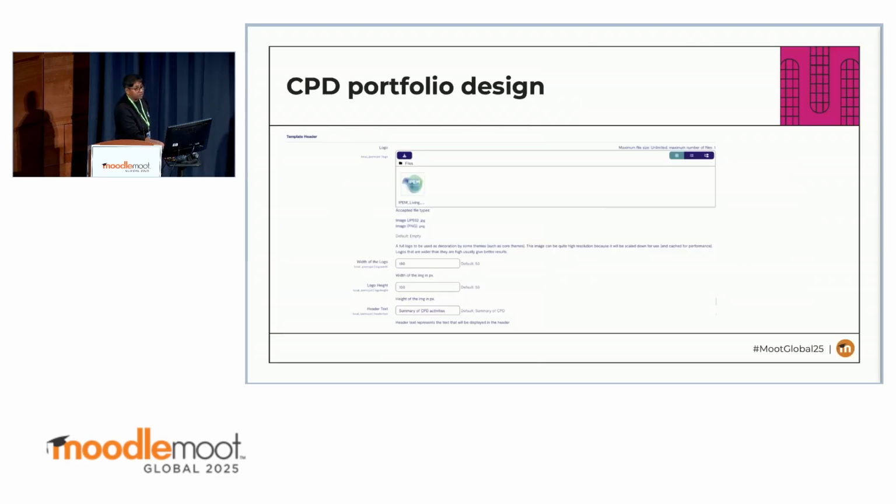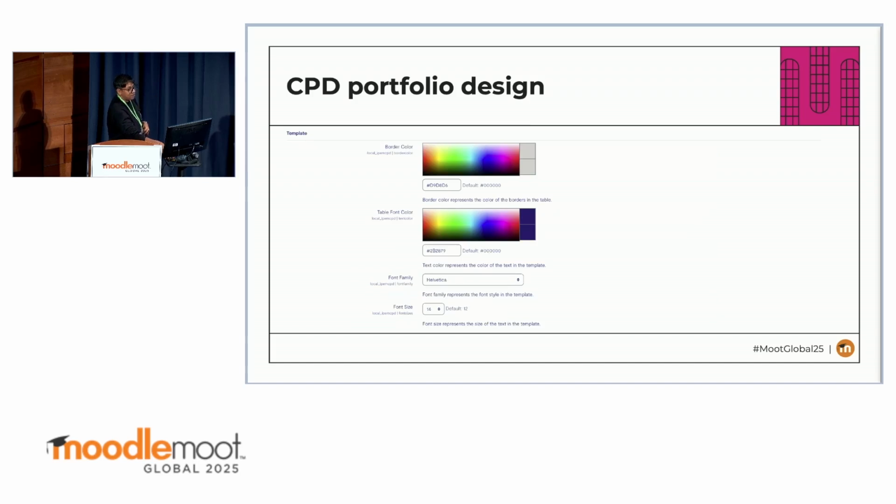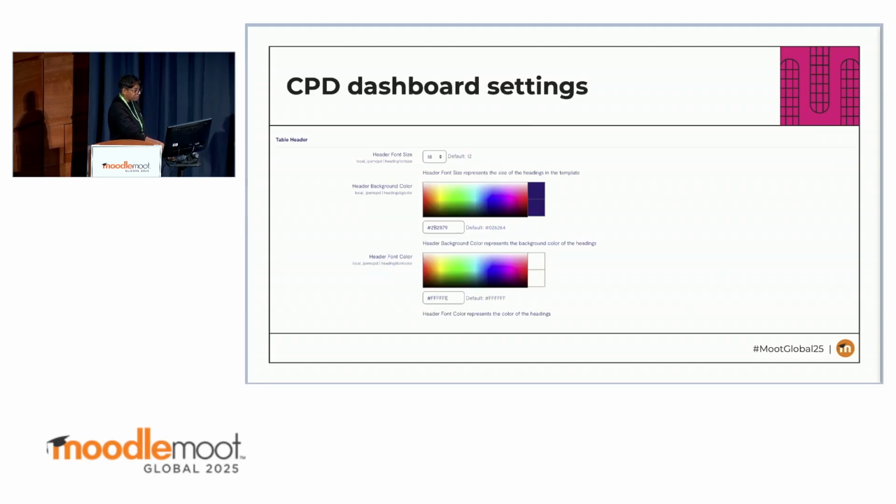So this is the settings page, and hopefully you can see it. It's got where you can upload the logo, adjust the height, header text, and then some colors that you can add, how the template looks like, the borders, the font color, the font size, the font family, and then the headers in the table as well. So everything that the end user will see when they are looking at their CPD dashboard, you have the settings to manage that.